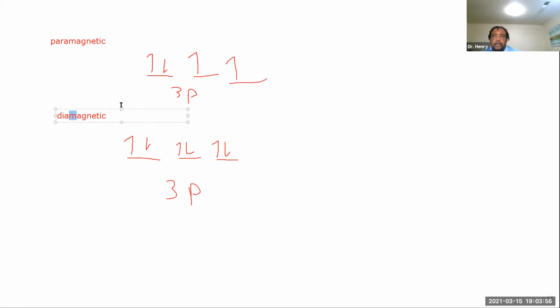Whereas a diamagnetic molecule is not going to be attracted towards a magnet. As a result, they're all matched up, so these guys cancel each other's spin off of each other. If they're all paired up, they're not going to have a spin, so they're not going to have any type of magnetic attraction. Does that make sense?